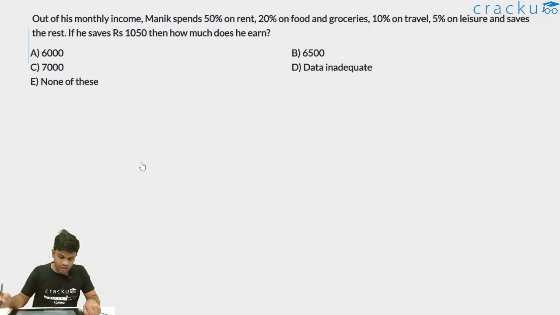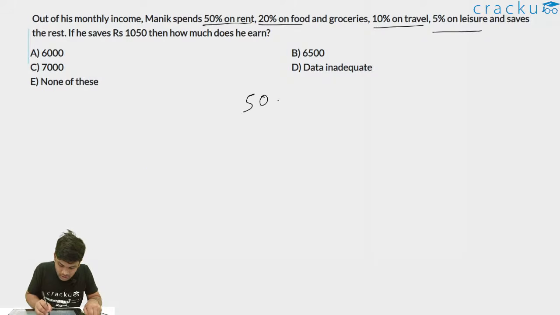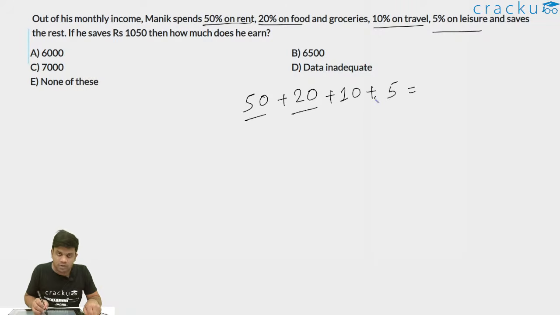Okay. So in this question, it is said that out of the monthly income, Manik spends 50% on rent, 20% on food, 10% on travel, 5% on leisure, and saves the rest. So total he spent 50, 20, 10 plus 5. So 50 plus 20 is 70 plus 10, which is 80, plus 5 is 85. So he spent 85% of his monthly salary. So he is saving 15% of his monthly salary.